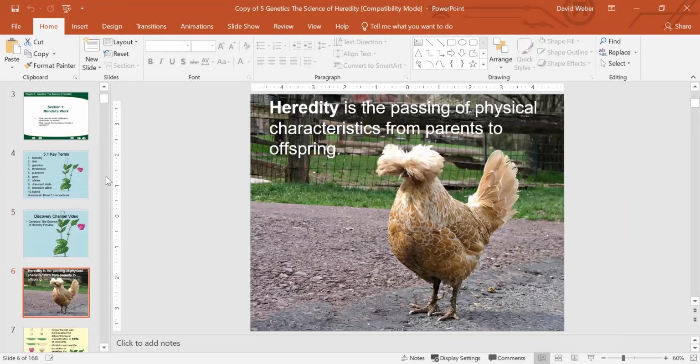And I love the chicken, don't you? He's rocking out. So heredity is the passing of physical characteristics from parent to offspring. Like if your parents have blue eyes, brown eyes, blonde hair, brown hair, black hair, tall, short, those are all types of characteristics that you could get from your parents.